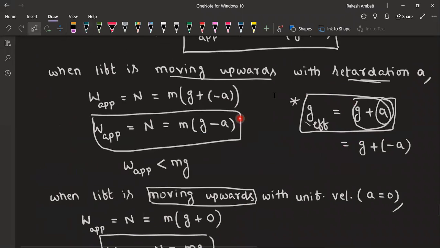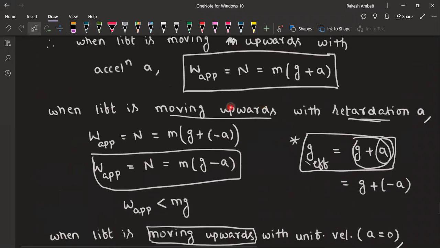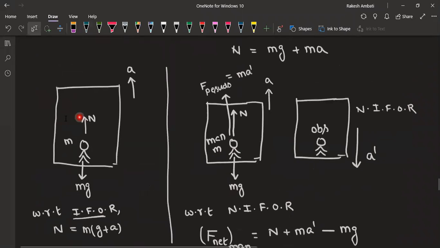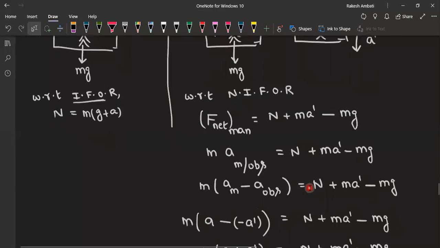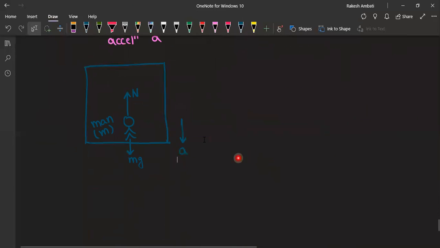In the previous case, it was very clear that either you follow the inertial frame or the non-inertial frame, the final result will be the same. So no need of doing both methods every time. So we got the conclusion: either we can follow the inertial frame or the non-inertial frame, the final result will be the same. Okay.